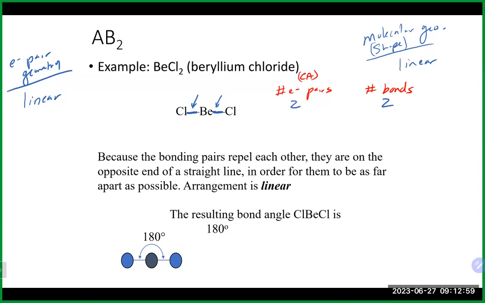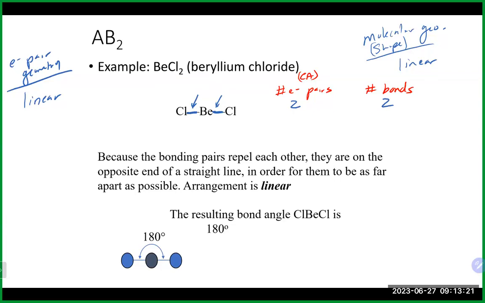When you are counting electron pairs around the central atom, as we mentioned before, double bonds and triple bonds count as 1 electron pair and 1 bond. We are looking for the total number of electron pairs. It doesn't matter if they're dots or lines. The total number of electron pairs around the central atom is what we're looking at. So in this case, electron pair geometry is linear. Overall shape is also linear.